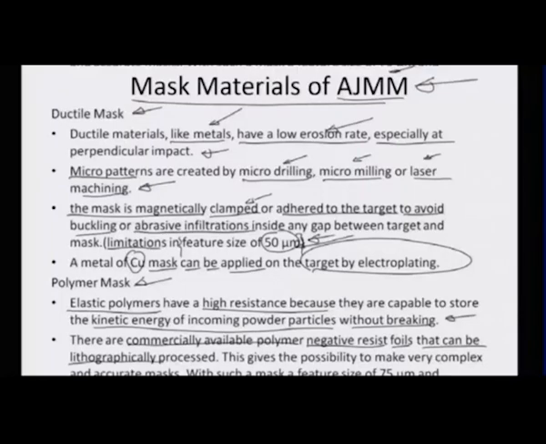So you lithographically process them, and this gives the possibility to make very complex and accurate masks, okay, because this is now driven by the power of photolithography. And with such masks, feature sizes of up to 75 microns and a very high aspect ratio of about 1.5 or so can be easily obtained.